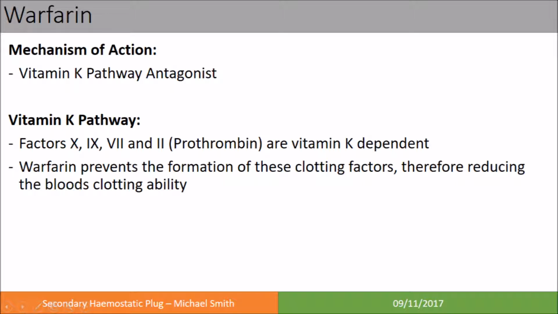Now again, we have some medications which affect this process, the first of which is warfarin. So warfarin's mechanism of action is as a vitamin K pathway antagonist. So this means it prevents the vitamin K pathway. Now 4 of our factors, which are 10, 9, 7 and 2, are dependent on vitamin K to form, which means if you prevent the vitamin K pathway from taking place, you prevent the formation of these factors, and therefore you prevent the blood from clotting effectively.